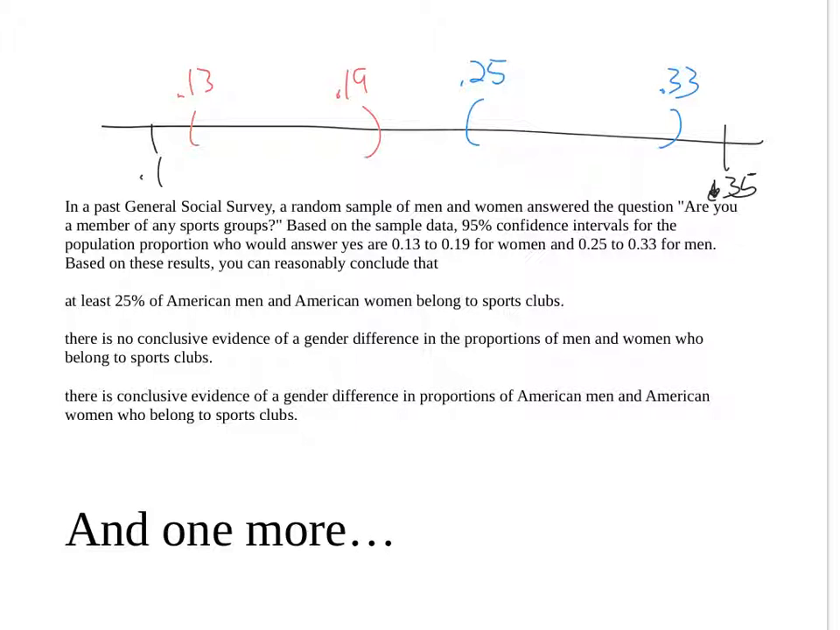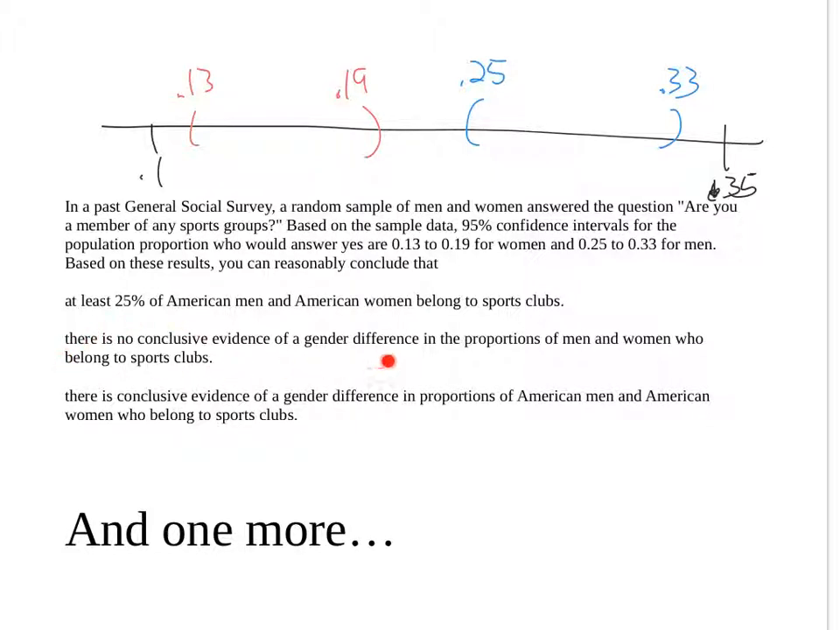So what we're talking about in this lesson is if you have confidence intervals and they don't overlap at all, you can conclude that those two groups are different. So let's see where that says that in the answers. It says at least 25% of American men and American women belong to sports clubs. Well, you can't conclude that, right? Because the whole confidence interval for American women is below 25%, so that's definitely not true.